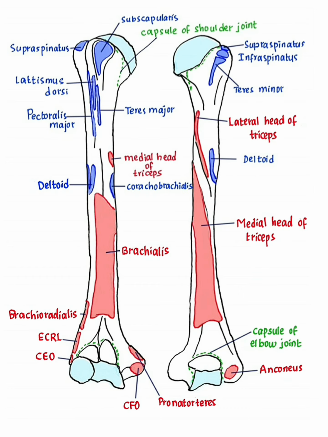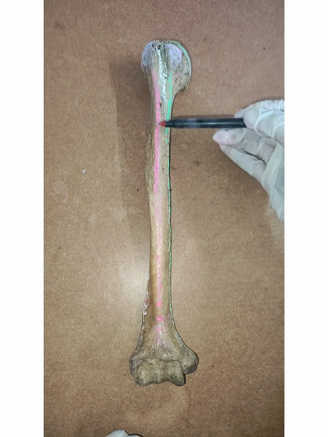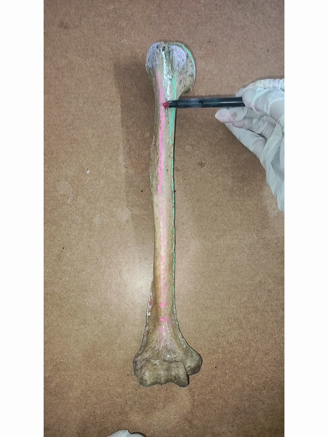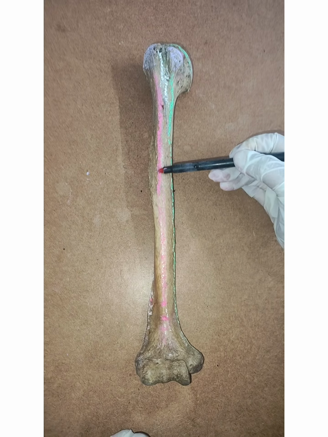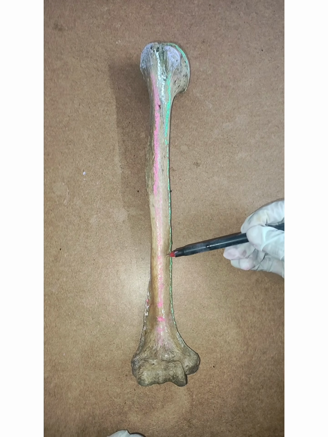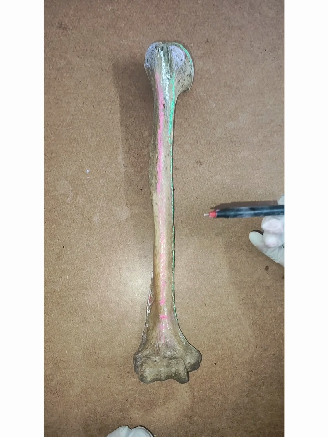Brachioradialis arises from the upper two-thirds of the lateral supracondylar ridge. Extensor carpi radialis longus arises from the lower one-third of the lateral supracondylar ridge. The lateral intermuscular septum attaches to the lateral supracondylar ridge. Anterior border: in its upper part, it forms the lateral lip of the intertubercular sulcus. In its middle part, it forms the anterior margin of the deltoid tuberosity. In its lower part, it is smooth and rounded, and it ends above the radial fossa.